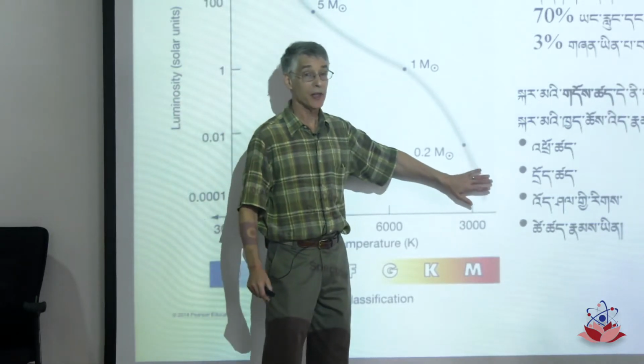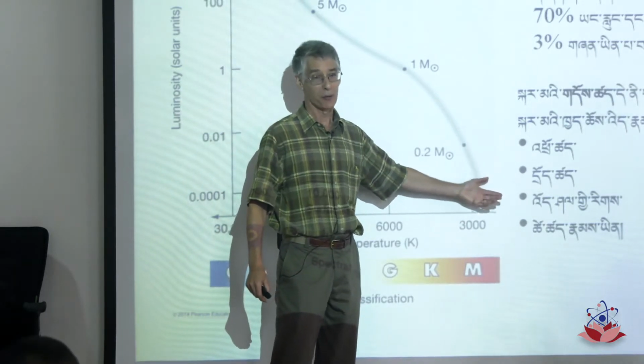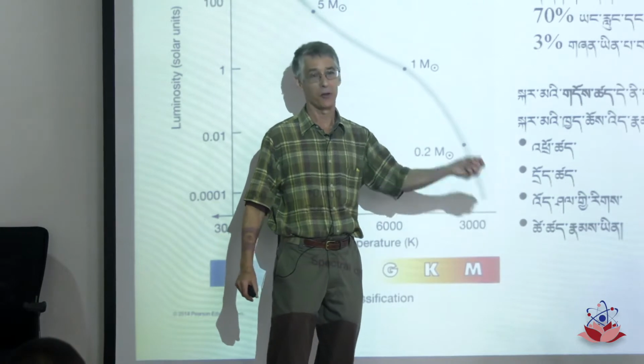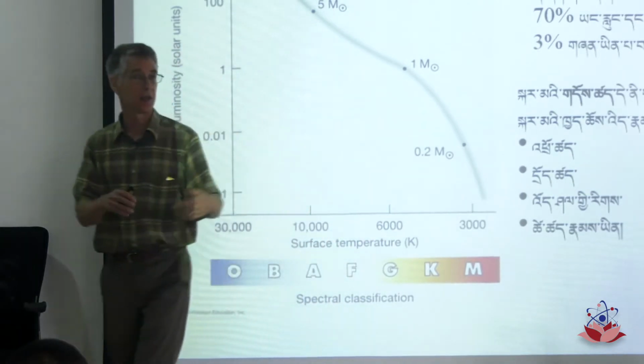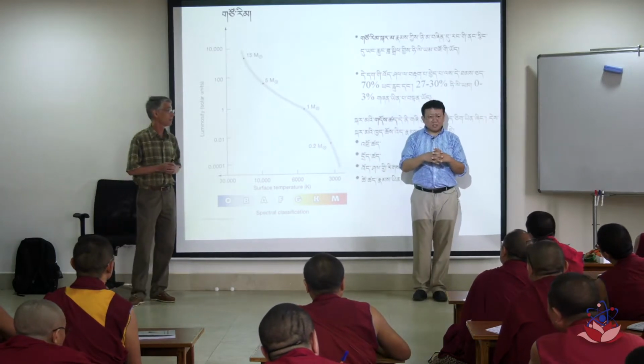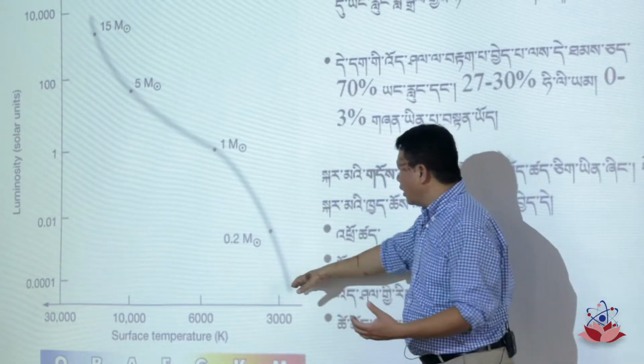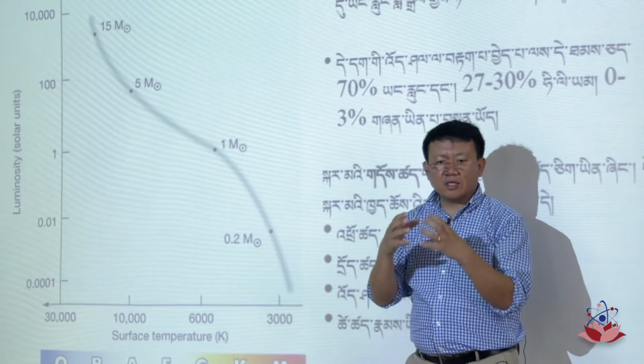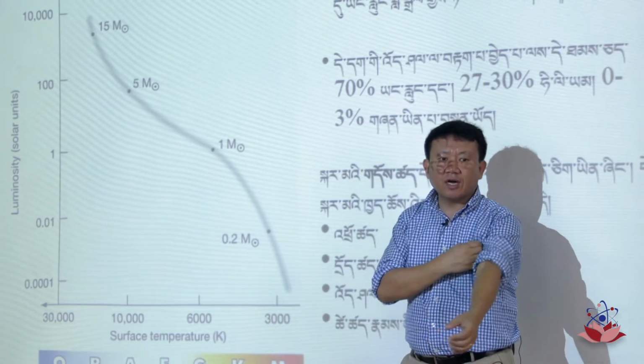In fact, to be a star, astronomers require an object to be fusing hydrogen into helium. Otherwise, it's something else.